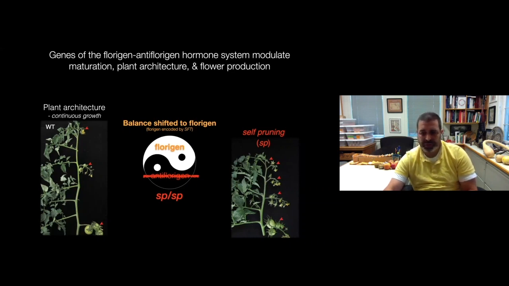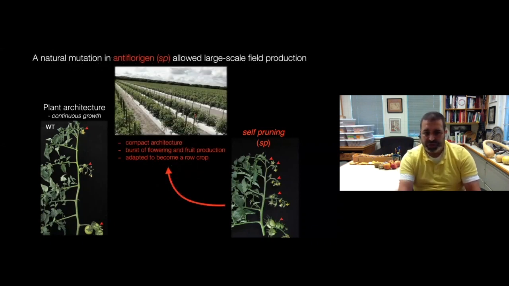And this is because by removing antiflorigen through a natural mutation in self-pruning, you're shifting the balance of this relationship to flower promoting signals, again, causing a faster maturation of the stem cells, leading to this overall plant architectural change. So this resulted in the reason why we have this row production of tomato that you see here from an image in Florida, giving you a compact architecture, again, the burst of flowering and fruit production, and then of course, becoming a row crop like you have with corn and soybean and cotton.